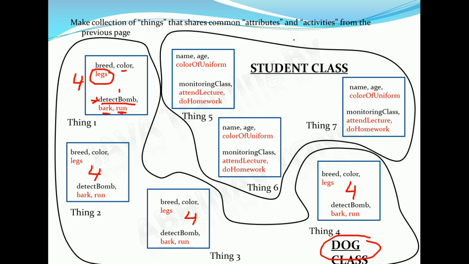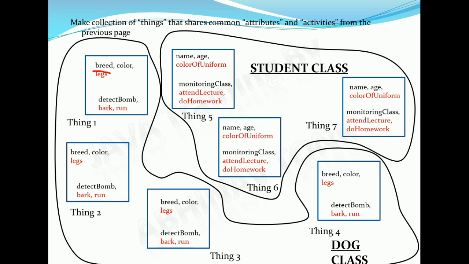Now if we see the example of the student class, here also the name of the student and the age of the student can be the same or different, but the color of the uniform is the same for every student. Similarly, attend lecture and do homework: every student has to attend lectures and every student has to do homework. So this is also a static activity in the student class. But monitoring the class is a non-static activity because only one or two students in a class are assigned the monitoring task. So this is a non-static activity. This was the quick explanation of static and non-static.